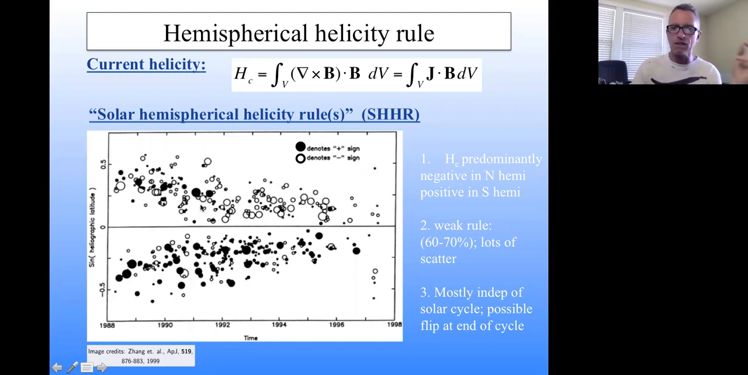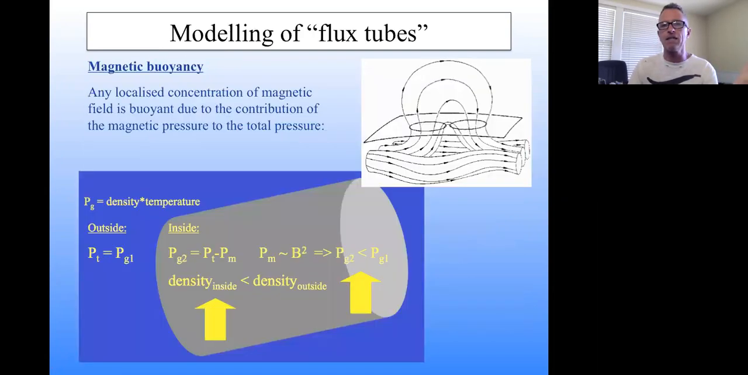In fact, it's obeyed about 60 to 70% of the time, and maybe it has some cycle dependence. Who knows? We don't have an awful lot of data on this, but it certainly seems to be a robust, new, intriguing aspect of things measured in terms of flux emergence of active regions. So the question is, where does this come from, and can we explain this?